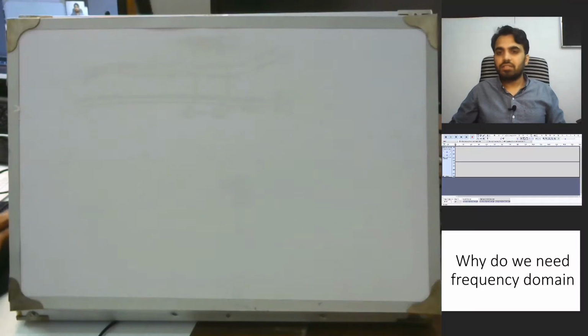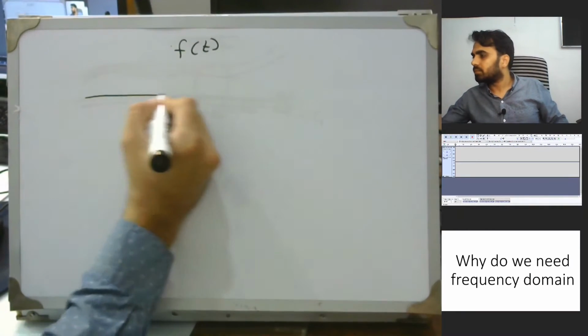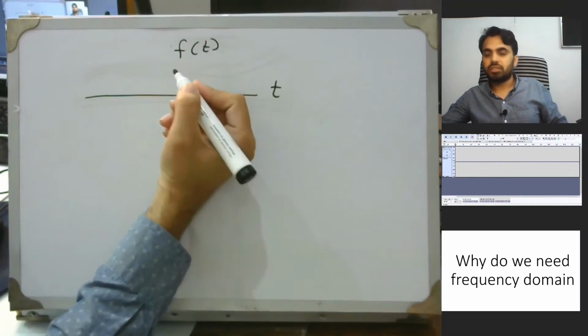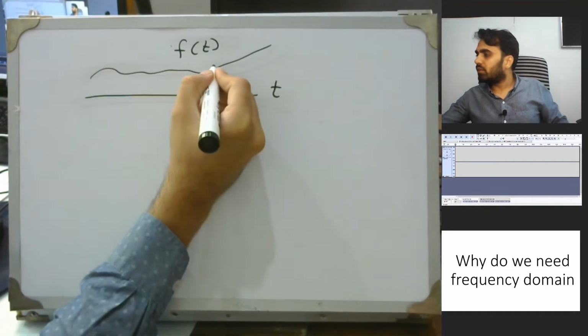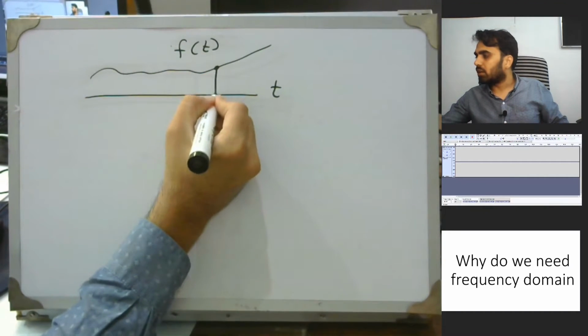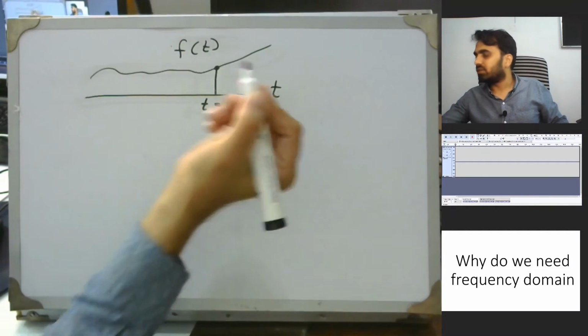Typically, we think of a signal as a time series, that is, a sequence of values at a particular instant of time. So, why do we need a frequency domain representation? We will learn shortly. Let us take an example of a function f of t. It's a time series function, say it's a random function. So, in time series, we are interested in a particular instant of time. Say for t equal to t naught, we would have this amplitude.